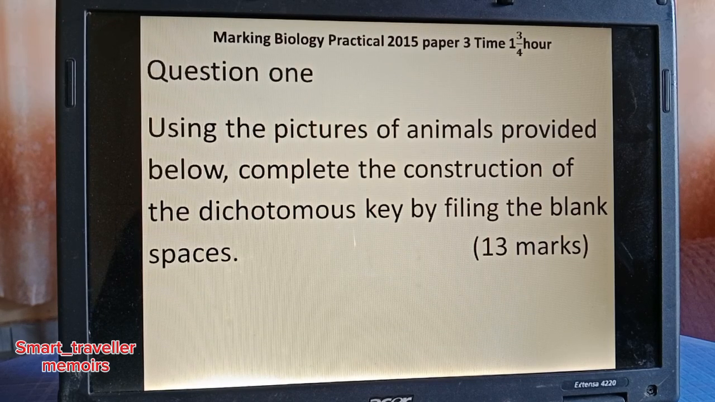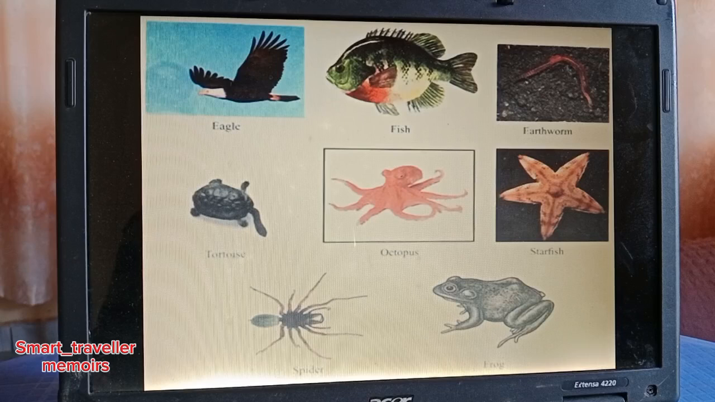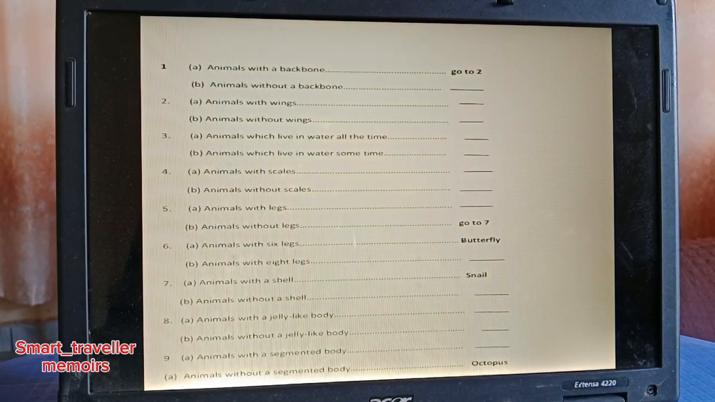Question 1 was, using the pictures of the animals provided below, complete the construction of the dichotomous key by filling the blank spaces. So those are the photographs of the animals which you are supposed to use, and use the dichotomous key. All right. So that's the key you are using. It's up to number 9. Number 1 to 9 steps.